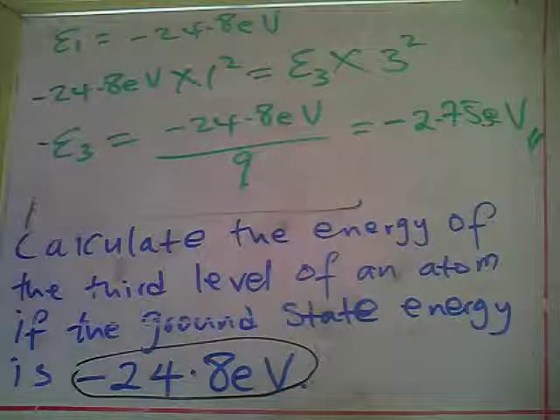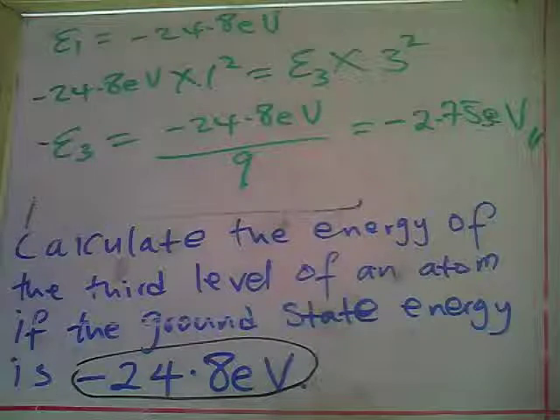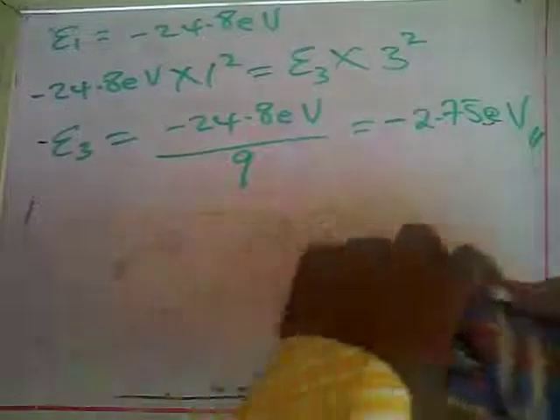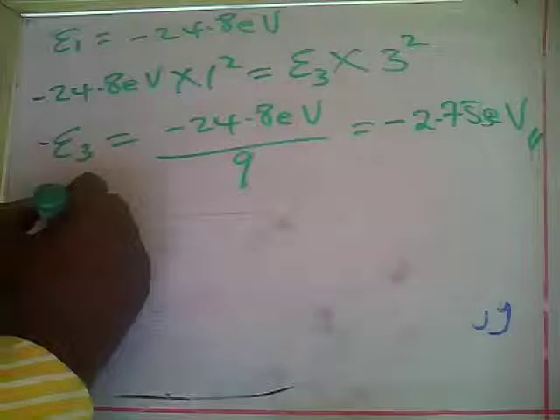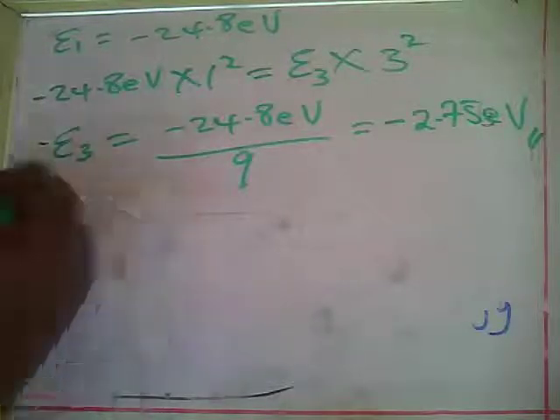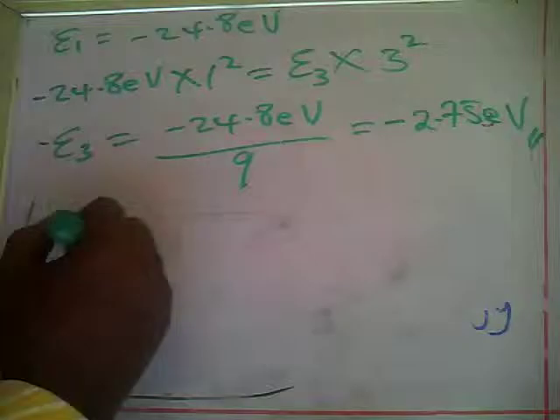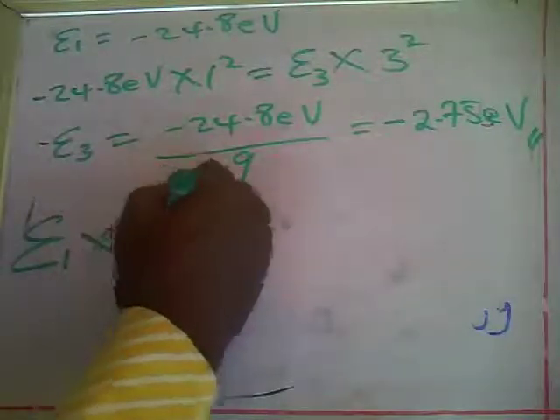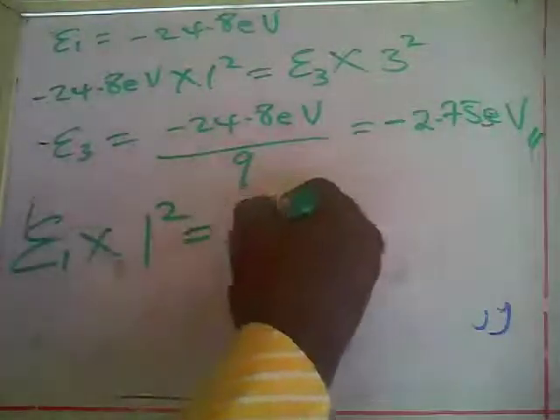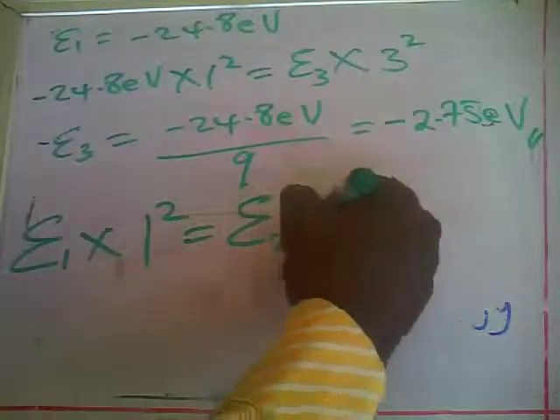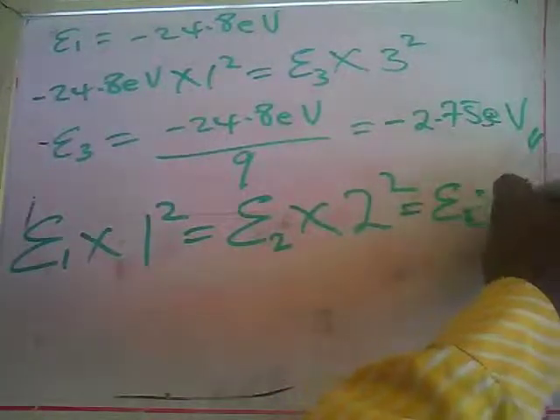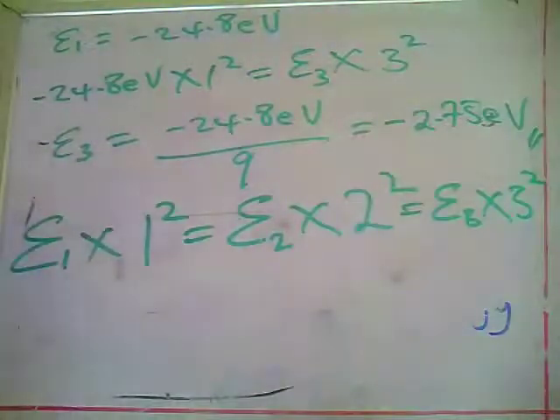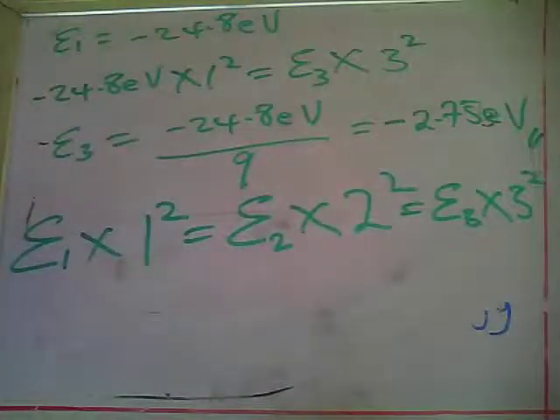Please don't forget that formula. The formula again is relating the energy level with the energy of that same level. The energy of level 1 times the square of the level, the energy of level 2 times the square of that level, will still be equal to the energy of level 3 times the square of that level. So when you relate this, you can solve a problem of that nature.